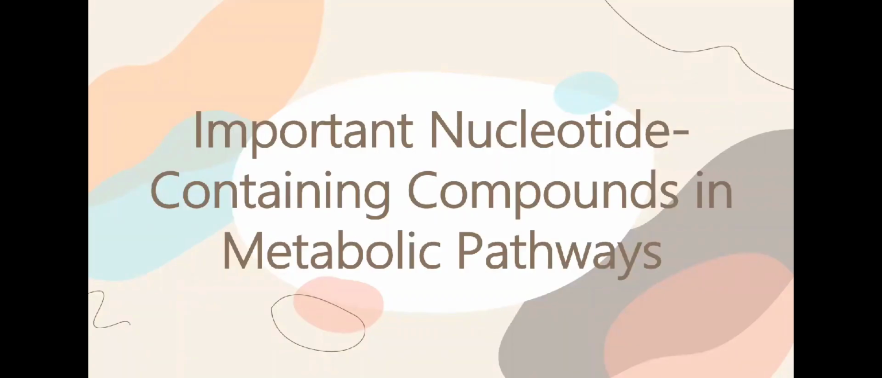In this video, we're going to talk about the important nucleotide-containing compounds in metabolic pathways. In the last topic, we talked about metabolism and we already learned that there are two metabolic reactions: catabolism, which is the breakdown of large molecules into smaller molecules, and anabolism, in which small biochemical molecules are joined to form larger ones. Now, in this video, we're going to focus on the high-energy phosphate compounds.